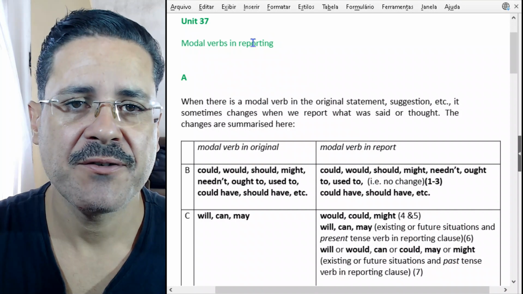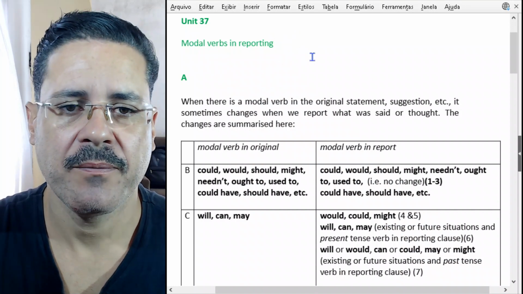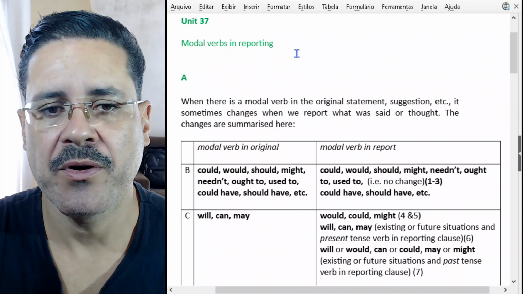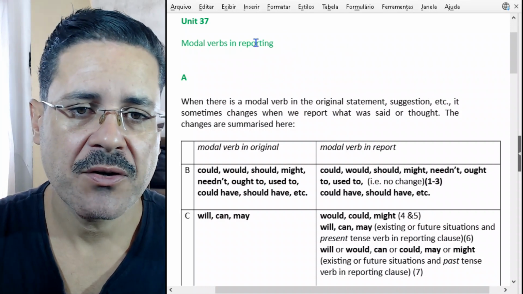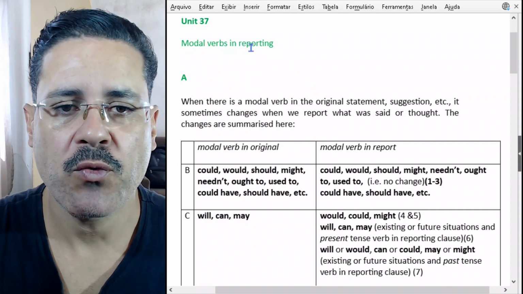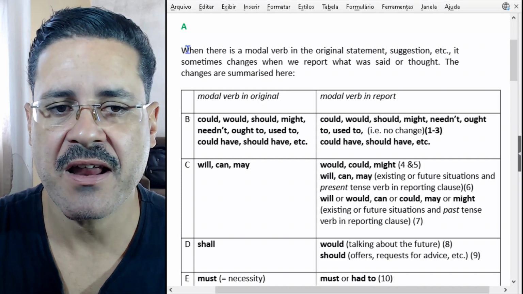Without any further ado, we're still talking about reporting. Actually, we're reporting things all the time. Today, we're talking about modal verbs in reporting. Okay, let's go. This is section A.